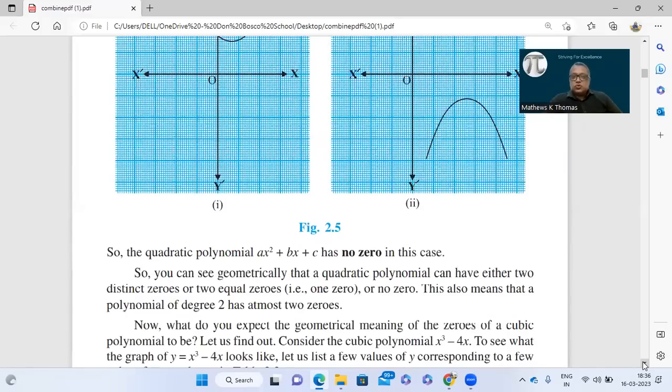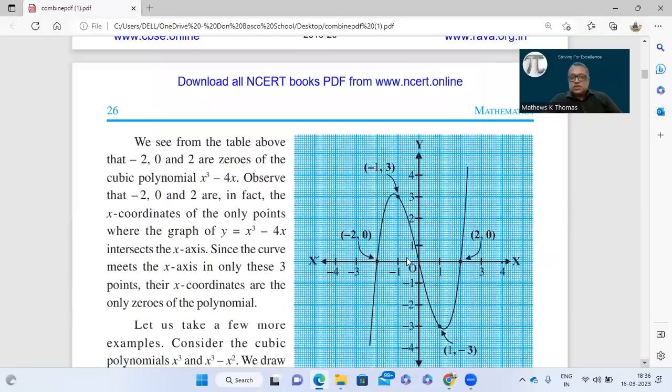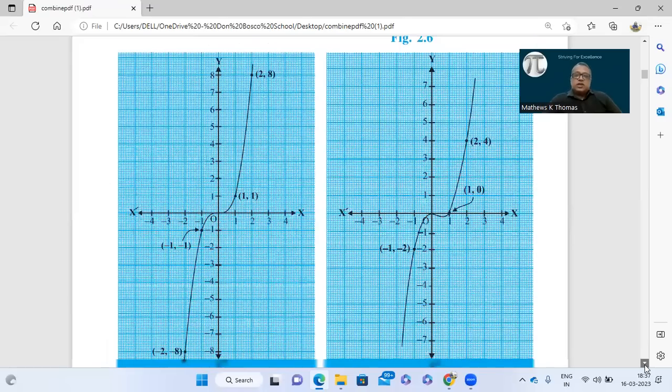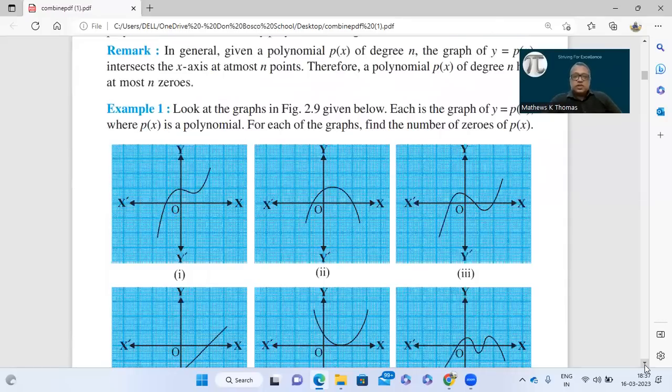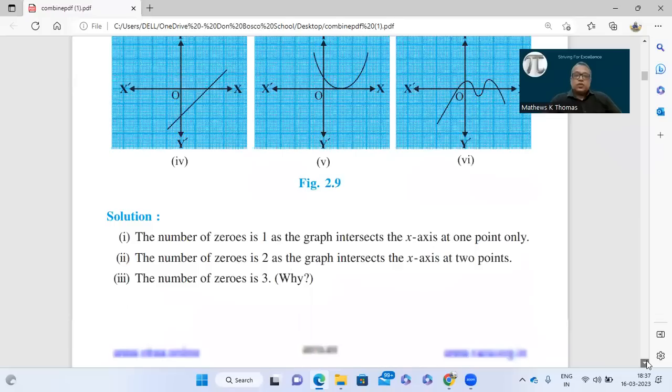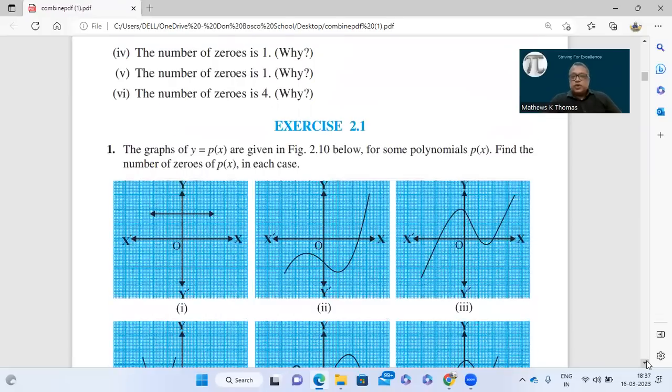If it is touching 2 times or intersecting, see here, this is intersecting 3 times, the number of zeros is 3. So you can again expect an MCQ based on the number of zeros. Again, I'm repeating, drawing of graphs will not be there, but you just have to see the graph and predict the number of zeros. So that's an easy question here. So 2.1 is taken care of.